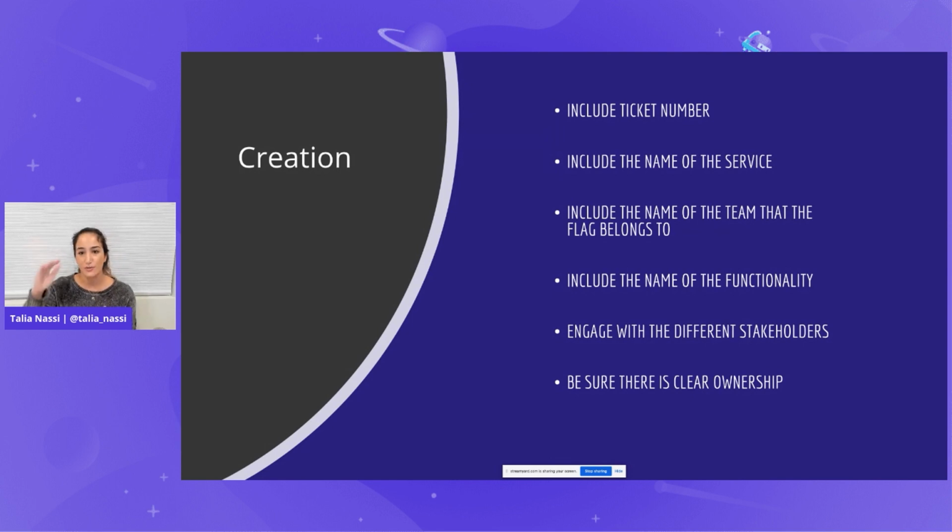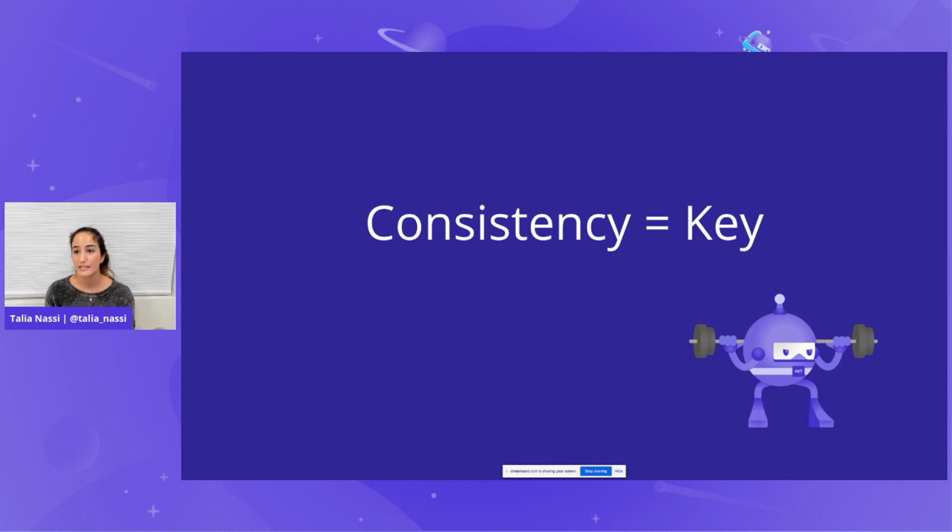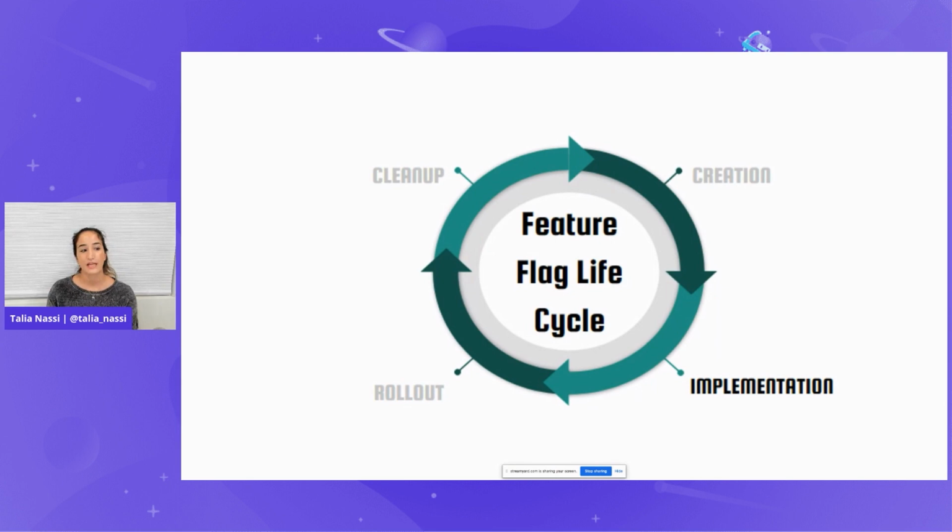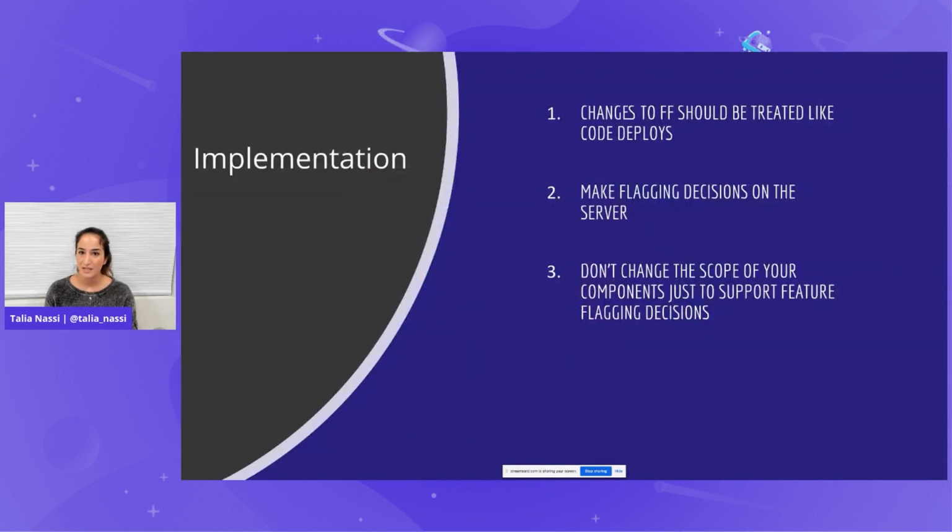So you don't want to have to go through every feature flag and look for the one that you need. You want to be able to look at it from its name and know exactly what it is and what it's doing and who owns it. And again, consistency is key. If you start out with one naming convention, just be sure to keep that consistency throughout your project, just to avoid confusion.